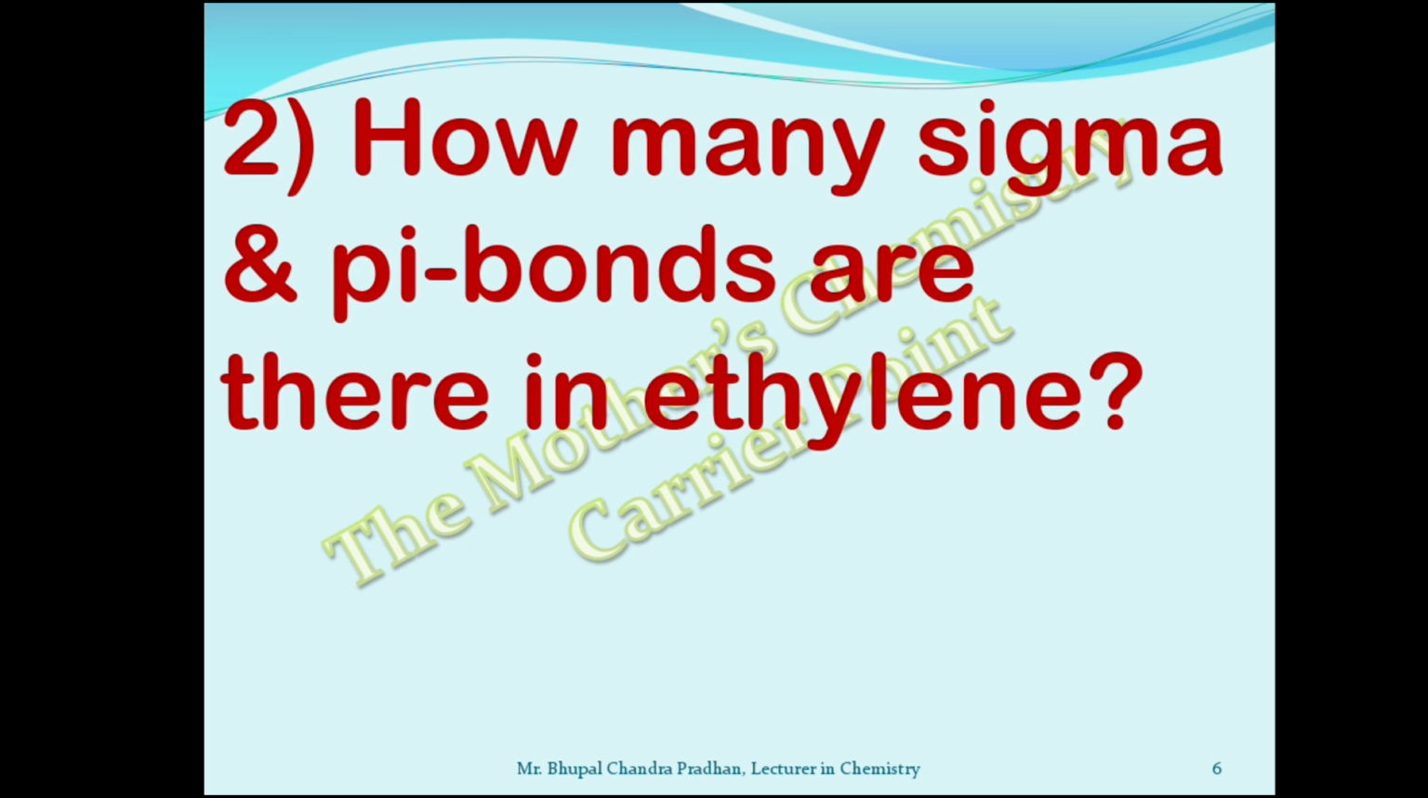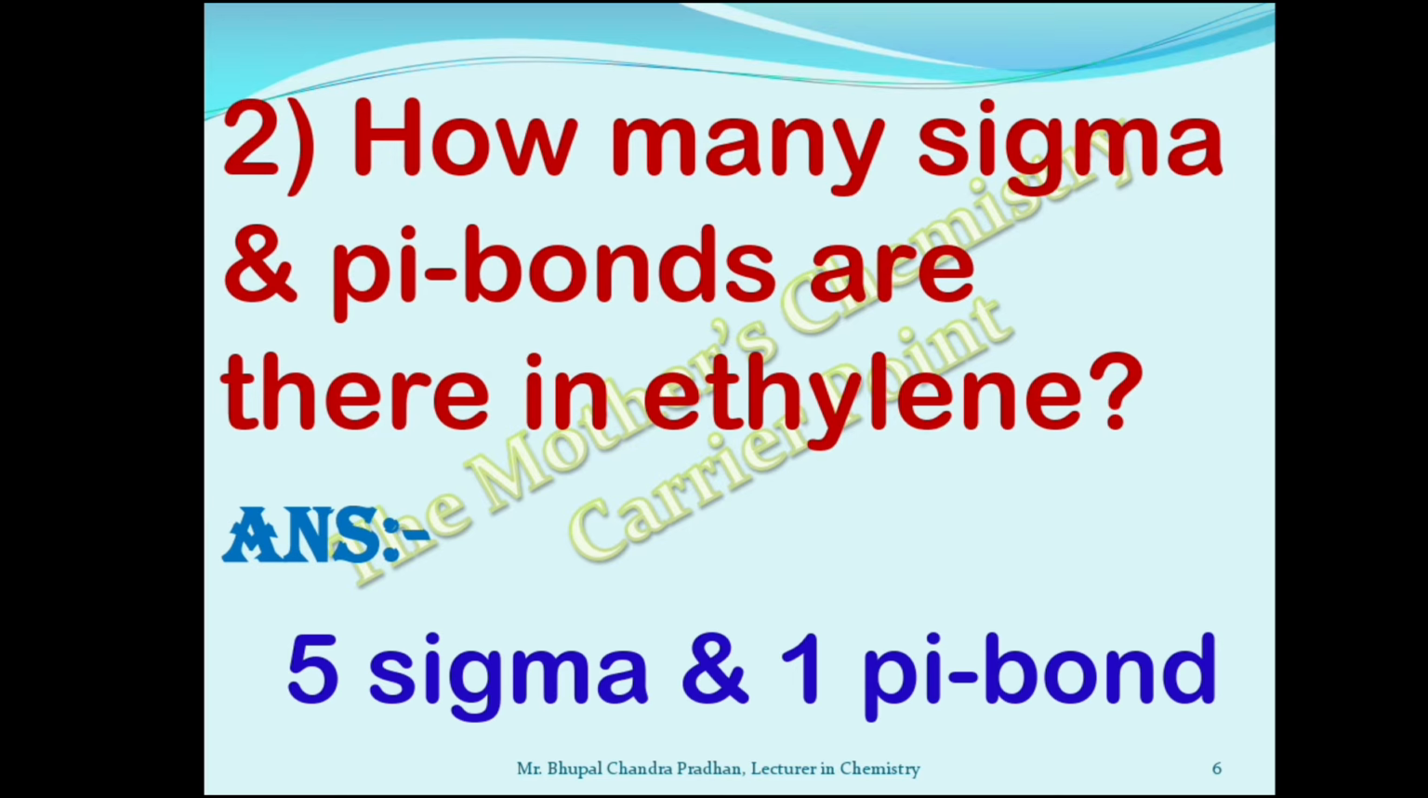Let's come to question number 2. How many sigma and pi bonds are there in ethylene? Ethylene, in IUPAC, is known as ethene, CH2=CH2. So the total number of sigma bonds is 5 and the total number of pi bonds is 1. One double bond is there, which contains 1 sigma and 1 pi, and 4 sigma bonds are there with 4 hydrogen atoms.